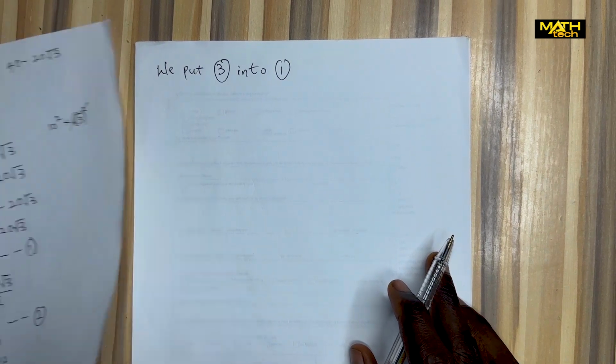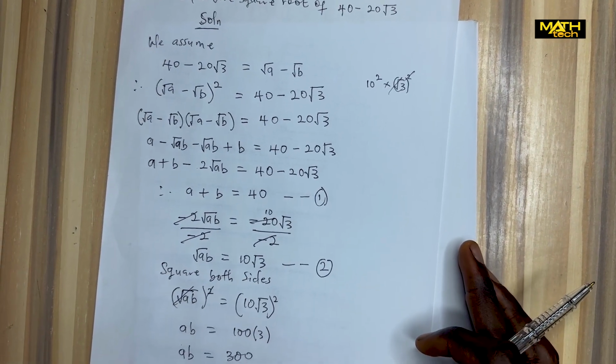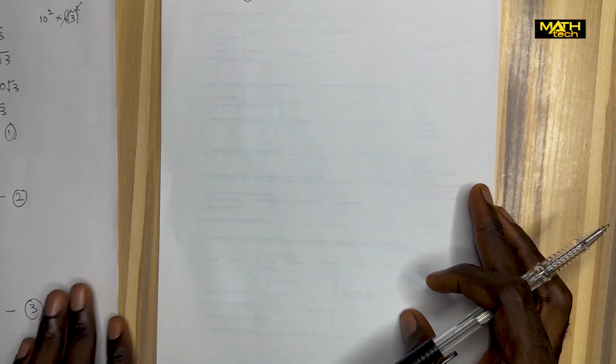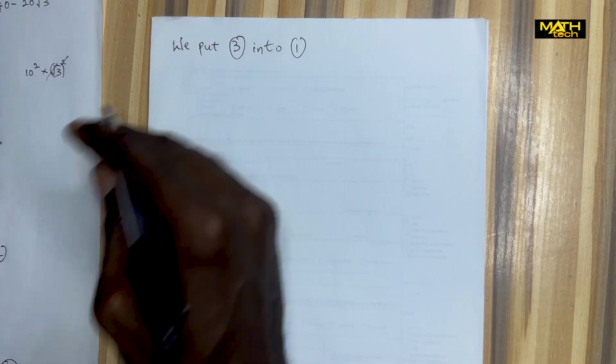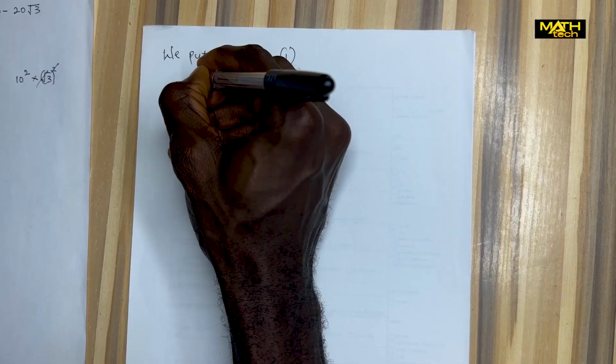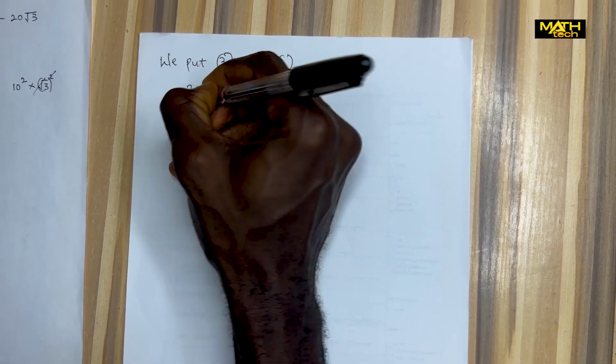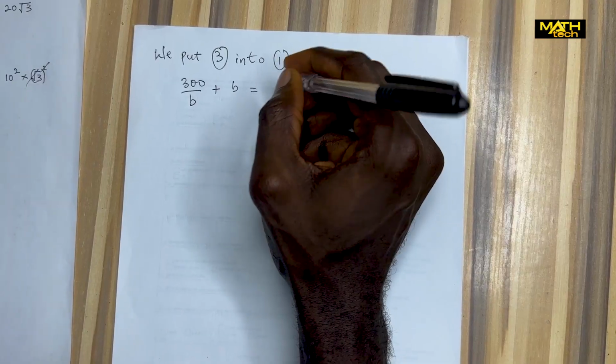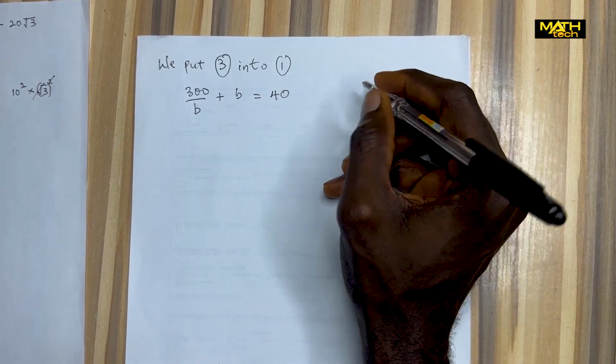So in terms of A, don't forget from our equation 3, we have said that A is equal to 300 over B. So we will replace A with 300 over B. So we say 300 over B plus B equal to 40.